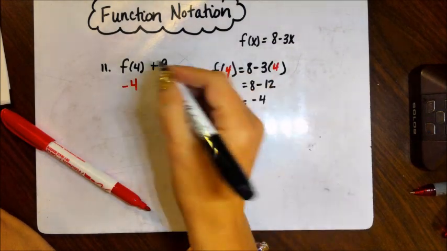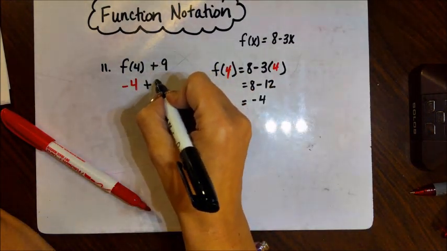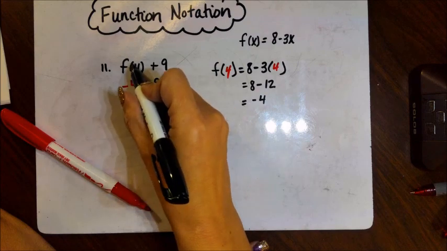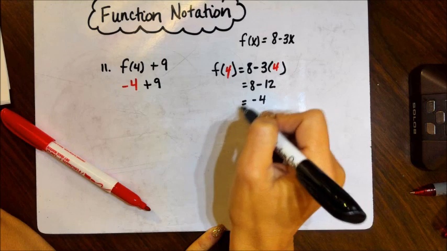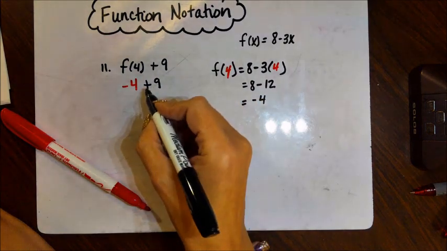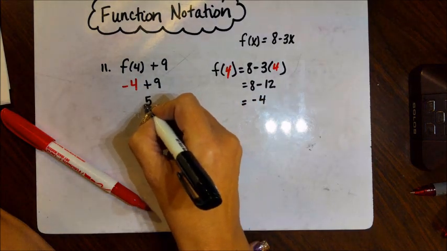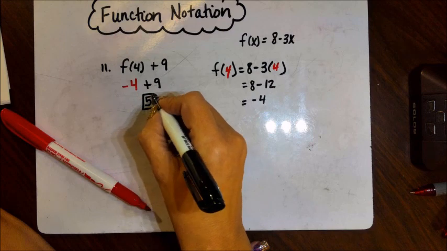And then after I get that, I need to add 9. This is like a hidden number. What is f of 4? Oh, let me find out. It's negative 4. Negative 4 plus 9 is 5. So there's my answer.